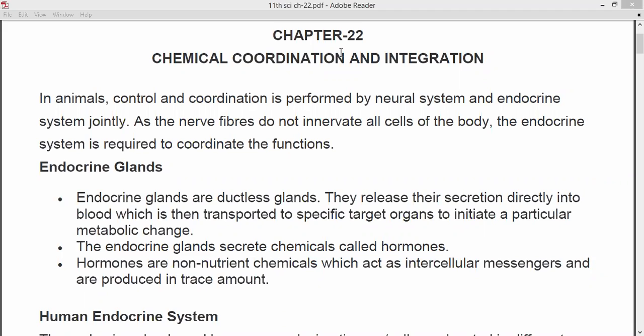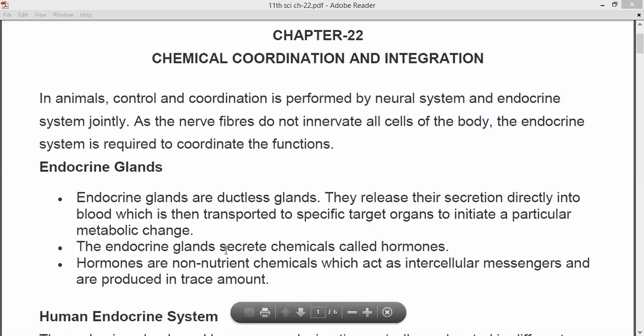So wherever the change is needed, or wherever the hormones or the secretion of the particular endocrine gland is needed, with the help of the blood, it reaches that specific organ, and then the metabolic change, or we can say the functional change, is carried out there.